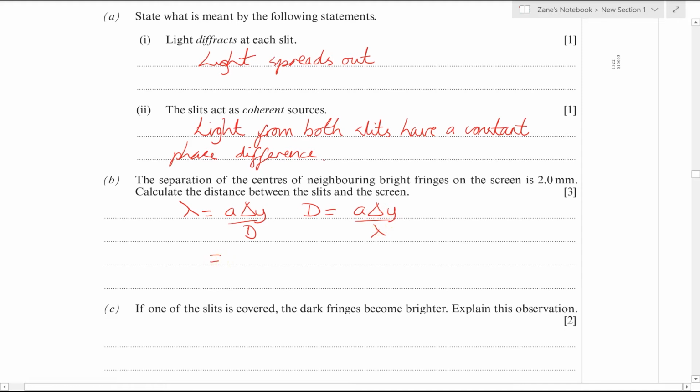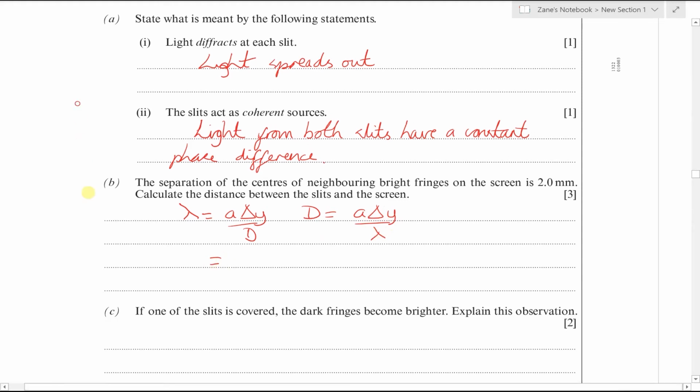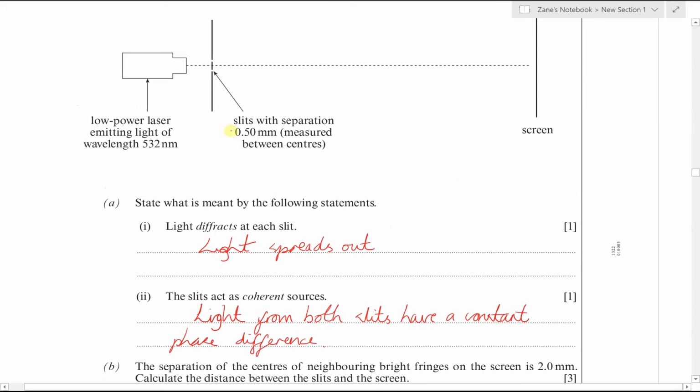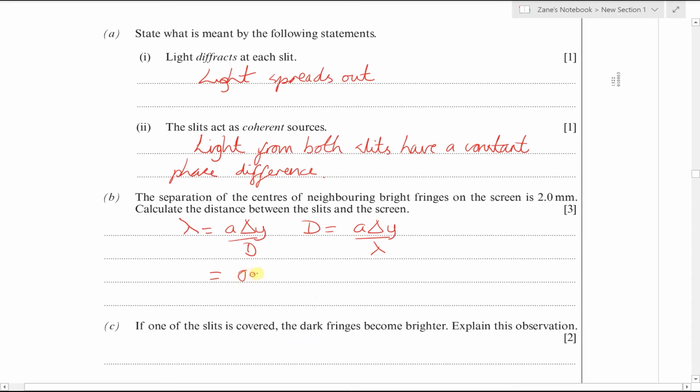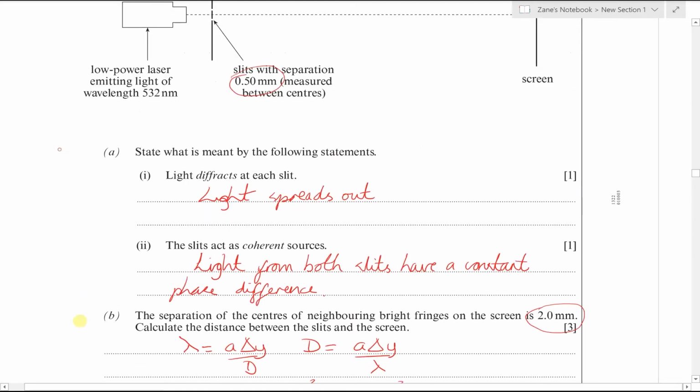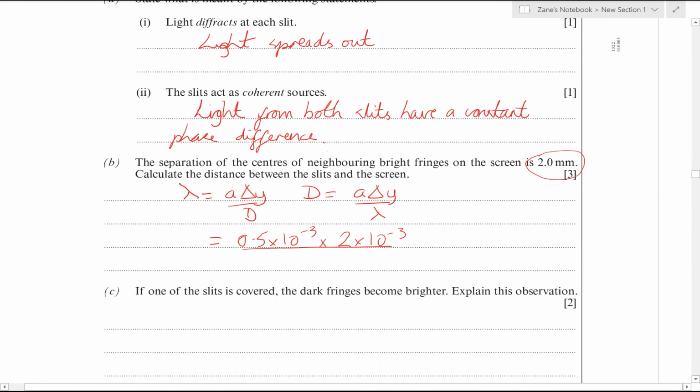If we substitute in the values, going back to the question, A was the distance between the slits, 0.5 millimeters. Remember to turn the millimeters into meters. Delta Y is the 2 millimeter separation of the bright fringes. And the wavelength was the 532 nanometers. So again, don't forget to turn the nanometers into meters. Substituting those into the equation, we end up with about 1.9 meters.